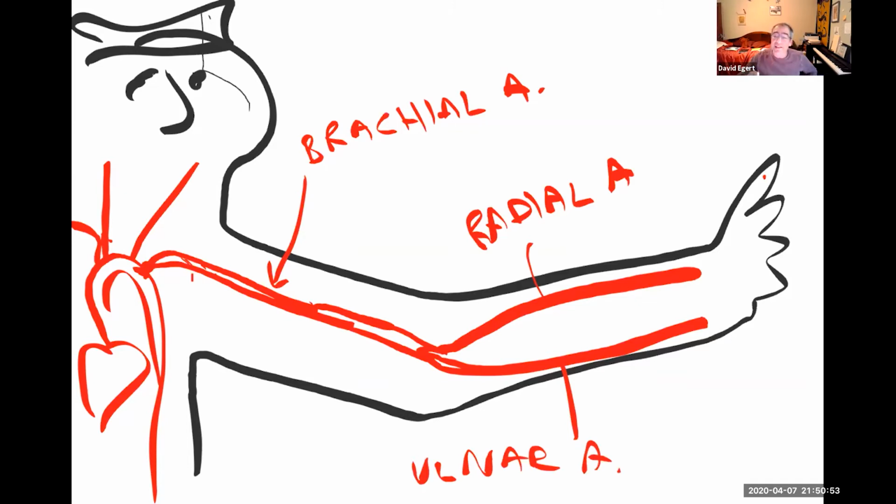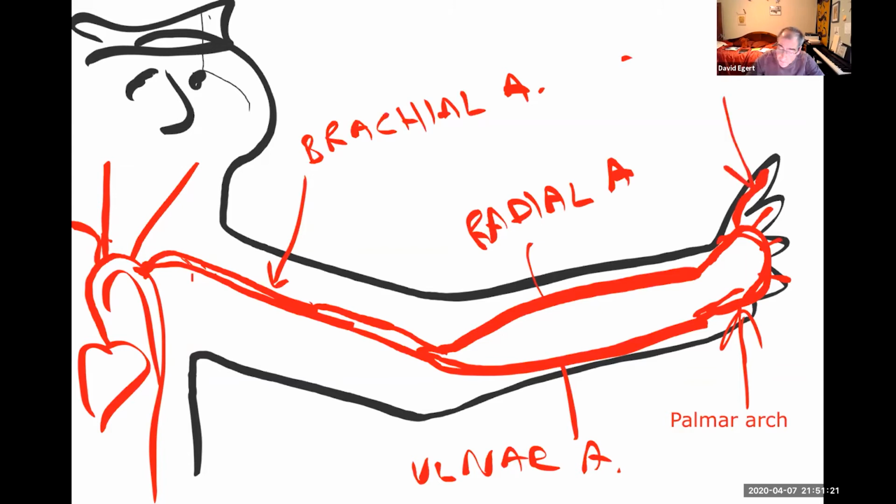And then when you get to the hand, it makes this kind of loop. It's called the palmar arch. And there's a deep and a more superficial one, but you can just think of it as a palmar arch. And then the digital arteries come off of those, going to your fingers.